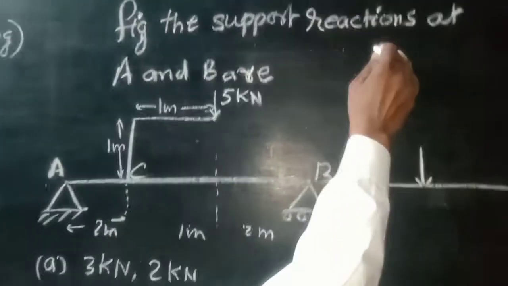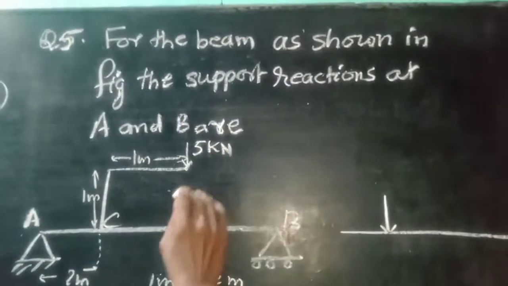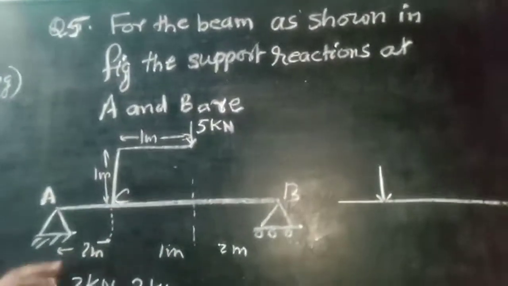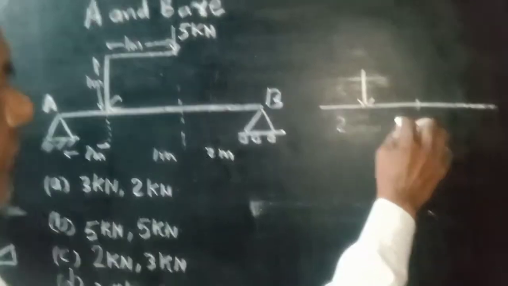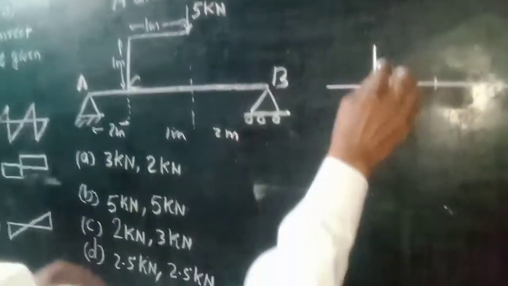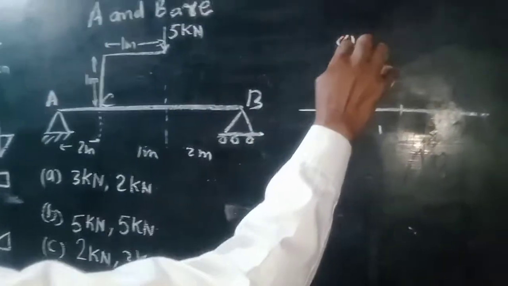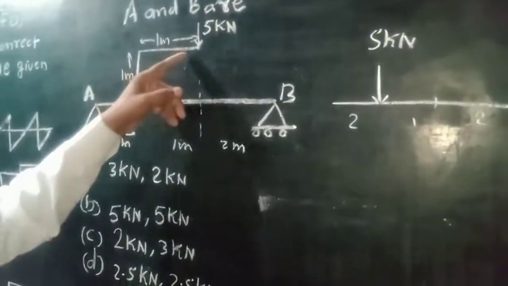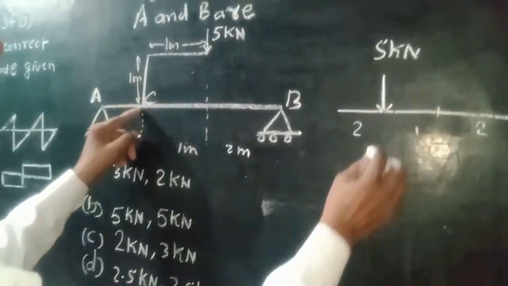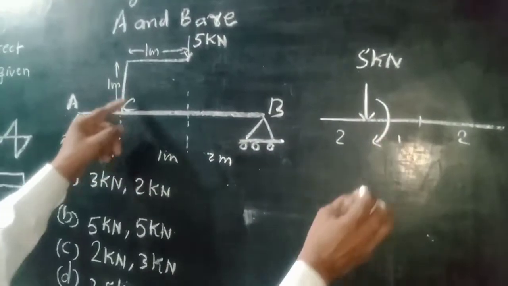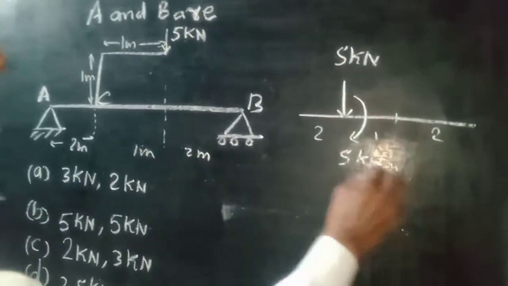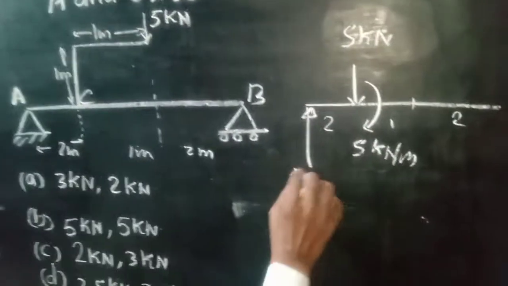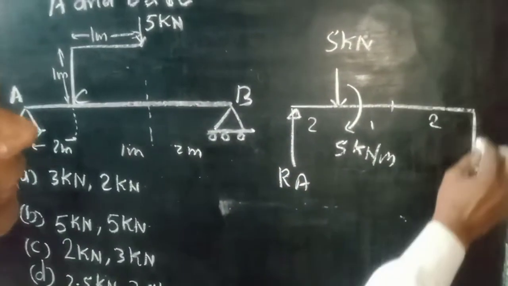In the figure, find the support reactions at A and B. This is the given beam as shown in the figure. This distance is 2 meter, this is 1 meter, and this is 2 meter, and a 5 kilonewton load is applied here. It is also subjected to a moment of 5 into 1, 5 kilonewton meter. So the reactions are RA and RB.